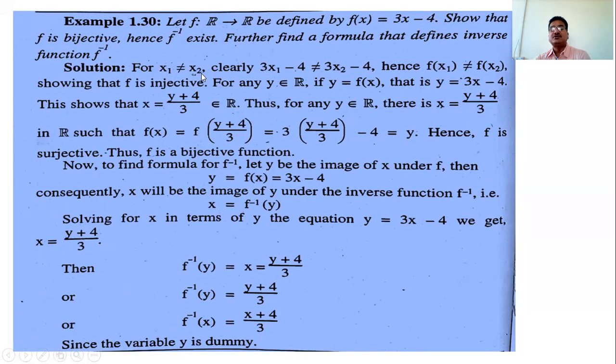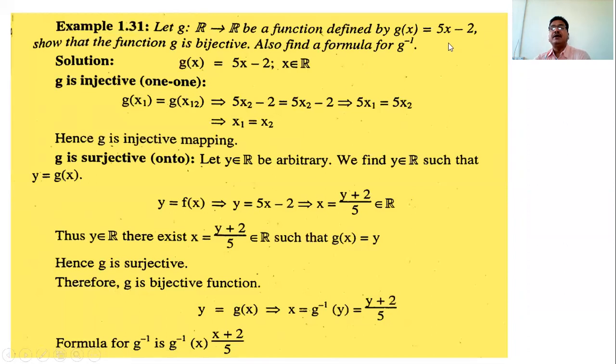That is, take x1 and x2 not equal, then write 5x1 is not equal to 5x2, then 5x1 minus 2 is not equal to 5x2 minus 2, and therefore g(x1) is not equal to g(x2). So that is the proof of the injective part. Then the surjective part.